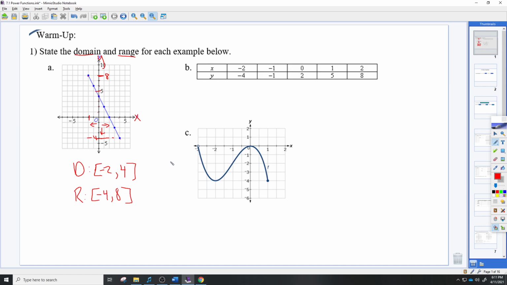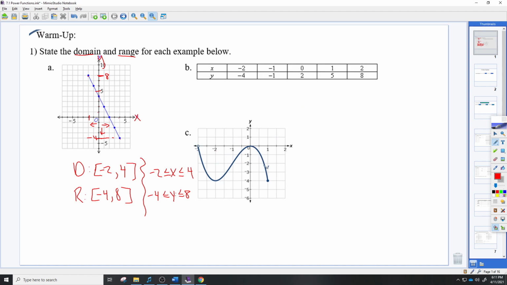Hopefully it looks familiar. There was another way we could write this out. We could write the domain as -2 less than or equal to x less than or equal to 4. And with the range, we would say -4 less than or equal to y less than or equal to 8. Either one is fine. I think we're going to mostly be dealing with this kind of notation because I think it's a little easier. Let's go over to part C.